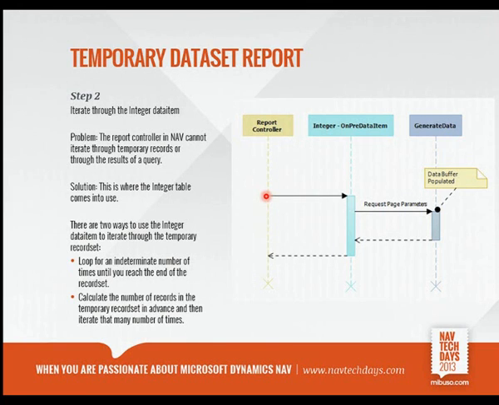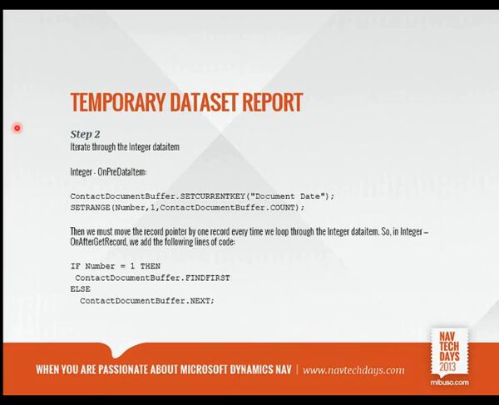And to show you some code, this is the example of where we count how many lines we have. So on the OnPreDataItem, on the integer data item, consider that our buffer is called Contact Document Buffer. We just count how many lines we have, and number from 1 to n. In the OnAfterGetRecord, if the number is 1, it means we have just started iterating through our buffer, so we find the first row and continue processing, else we just call next.